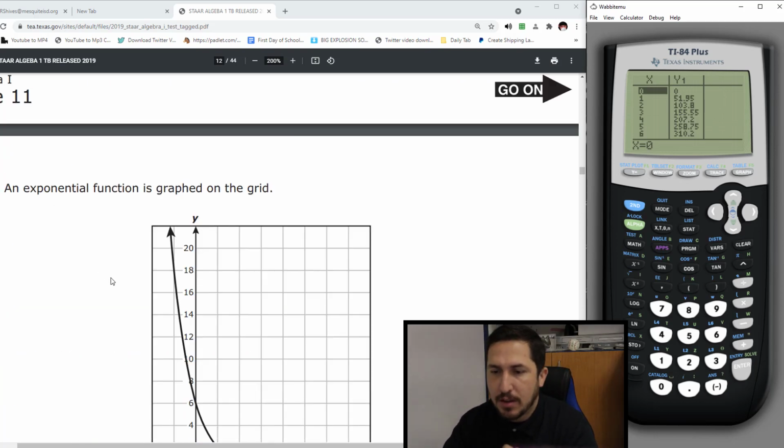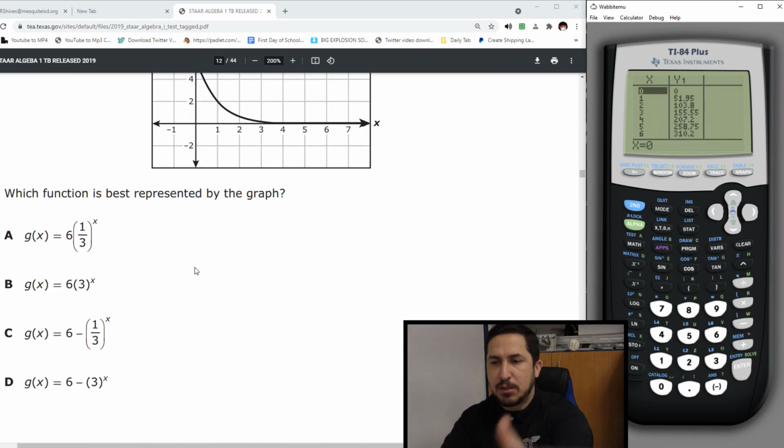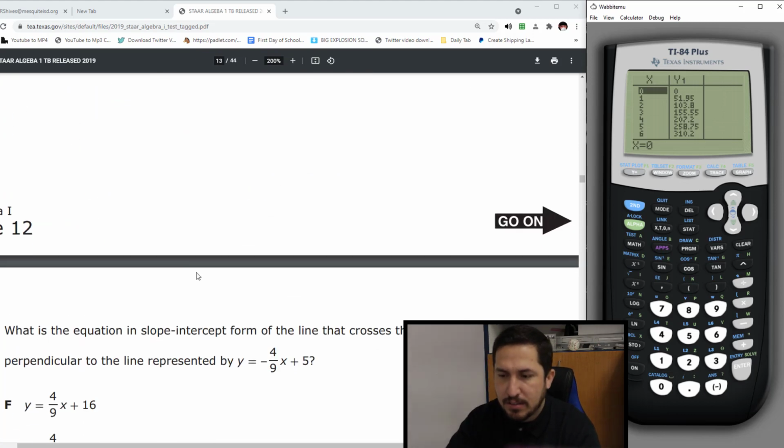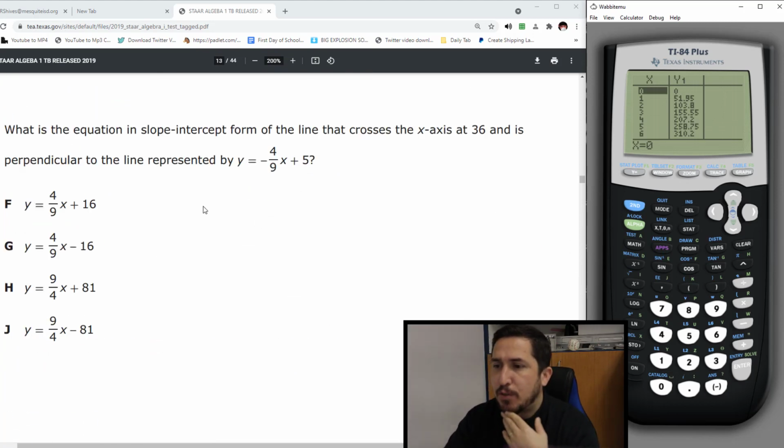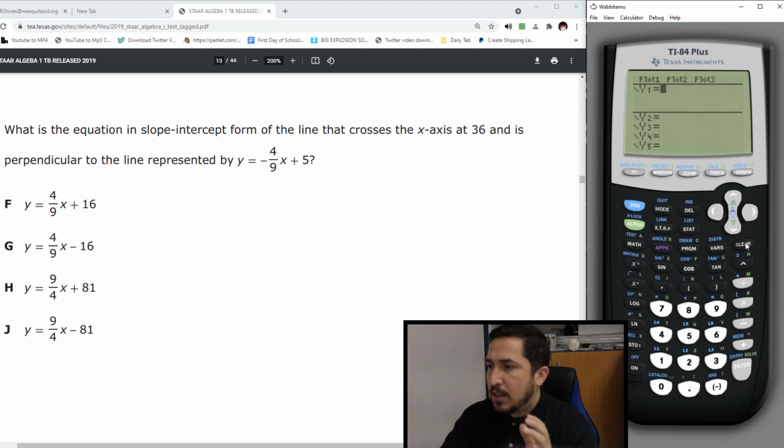All right, let's do another one. Number 9, you can type him in, see which one matches. That's easy. Just type it in. This guy, slope intercept form perpendicular to this guy. All right. Type him in, see where he touches the x-axis, because he should be touching at 36. And then let's just do it.